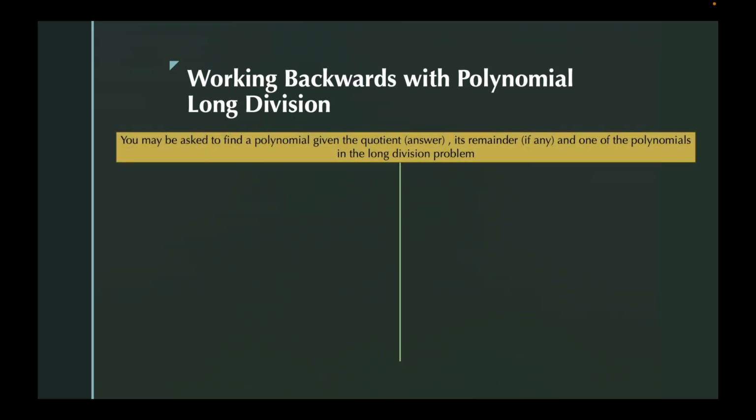Now that you know how to do polynomial long division, now that you also know how to do binomial multiplication or foiling, you might be asked to find a polynomial given the quotient. So I'll give you the answer and its remainder, if anything, and then I would ask you to find one of the polynomials in long division problems. So again, we're basically working backwards.